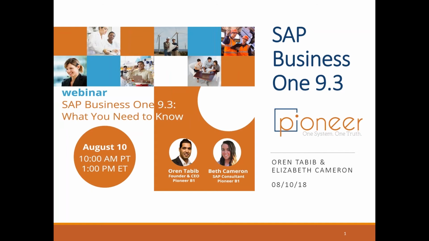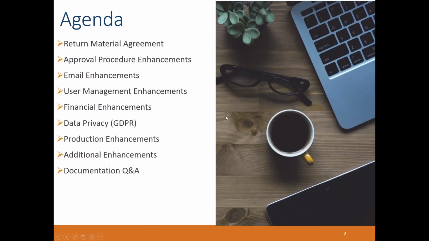So the agenda for today is related to the 9.3. We're going to start with the RMA, the Return Material Authorization, introduced in 9.3. We'll see how the approval procedure could be very, very beneficial after what SAP added. Look at some email enhancements, a lot of flexibility around user management. So I'm sure many of you that have a lot of users to manage will be thrilled to see that. Financial enhancements, we're going to look at only a few of them. Also, SAP introduced many others.